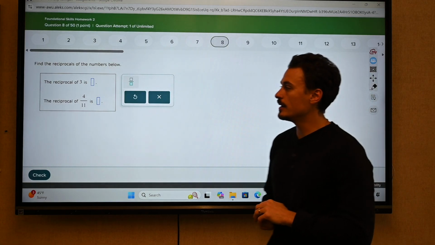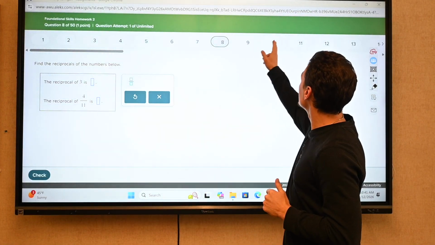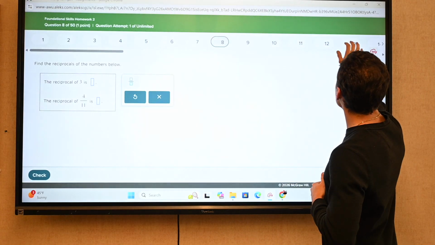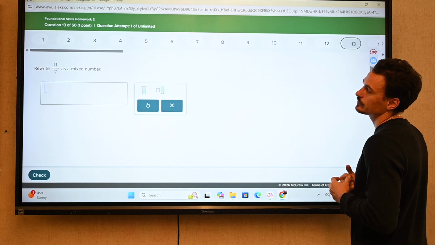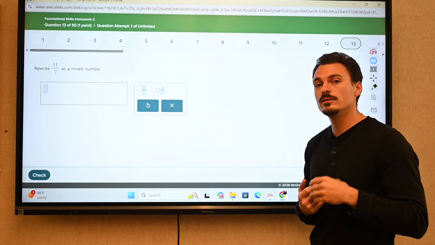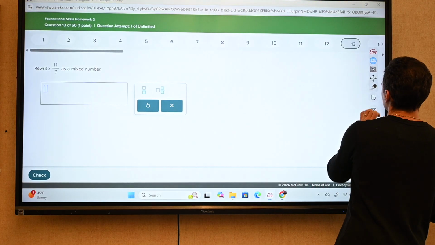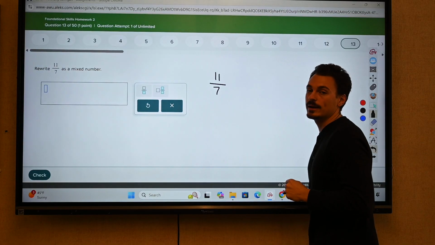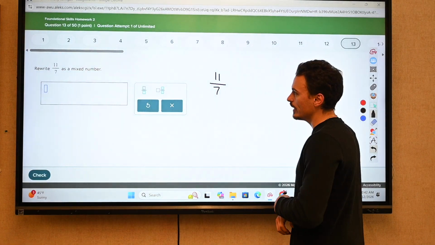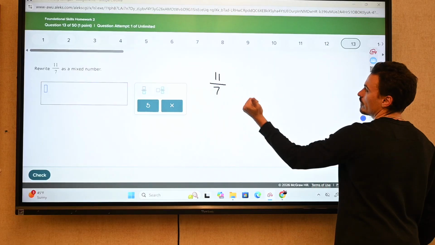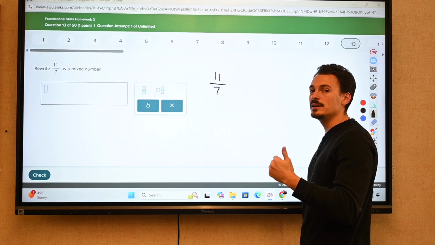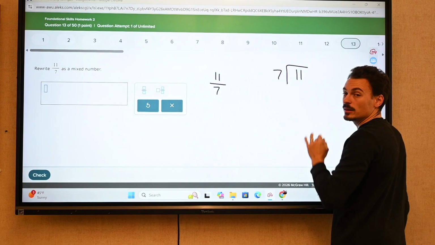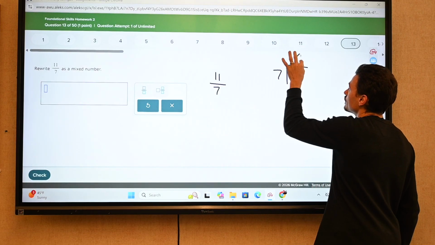Awesome. Number 10 and number 12 are on the last video. So I'm going to move to number 13. We're going to write an improper fraction. So in this example, you have 11 over 7. We're going to write it as a mixed number. Here's how we do that. We're going to take our fraction, and fractions always mean divide. So we're going to take our division. 7 goes into 11 once.